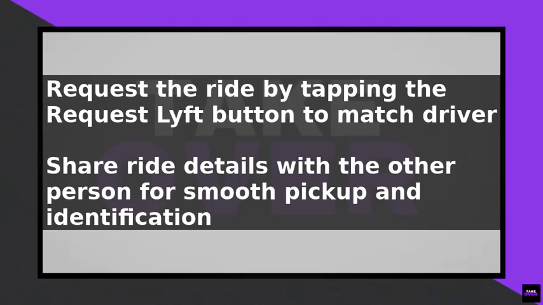It is a good idea to share the ride details with the other person, including the driver's name, license plate number, and estimated arrival time. This will help them identify the driver and ensure a smooth pickup. By following these steps, you can easily send a Lyft for someone else using the Lyft app. Remember to always review the fare and ride details before requesting the ride, and to keep the other person informed of the status of the ride.